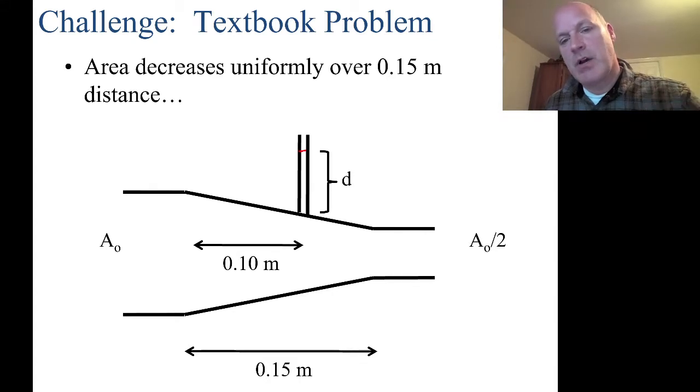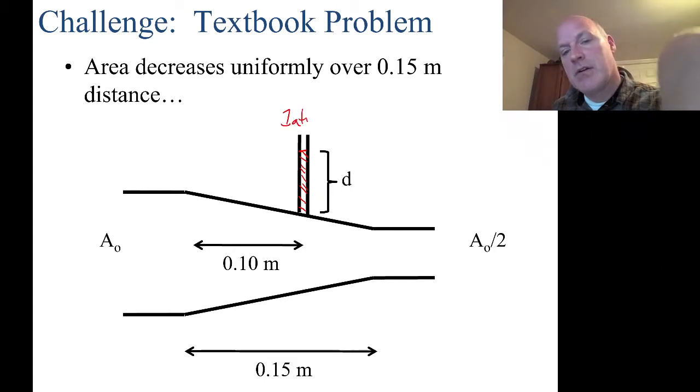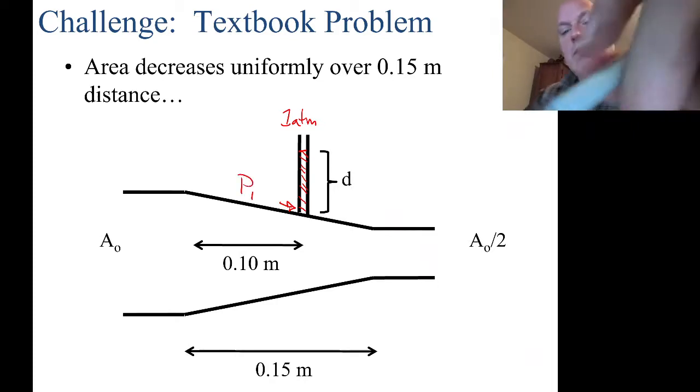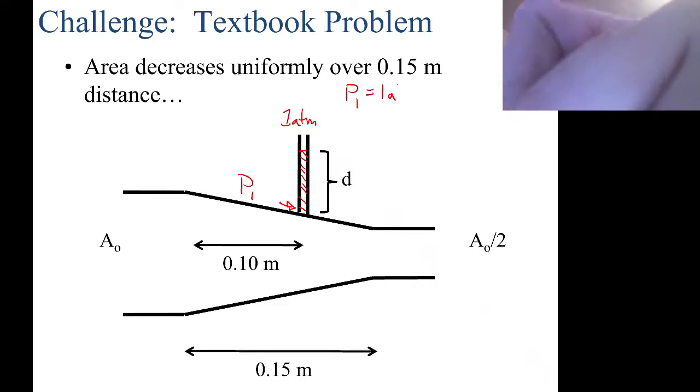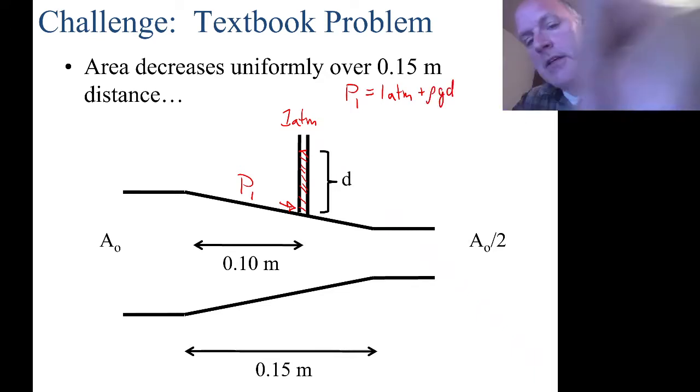And the idea in this question is they want to know, okay, how high does the liquid climb up this tube? So this tube is acting like a pressure gauge. And we know that we have 1 atmosphere outside that tube. And at the bottom, we can call this pressure 1. And we know that pressure 1 is going to be equal to 1 atmosphere plus rho g d.